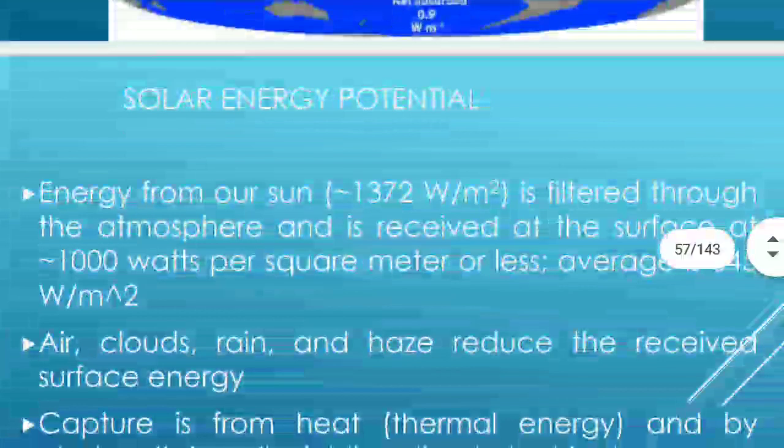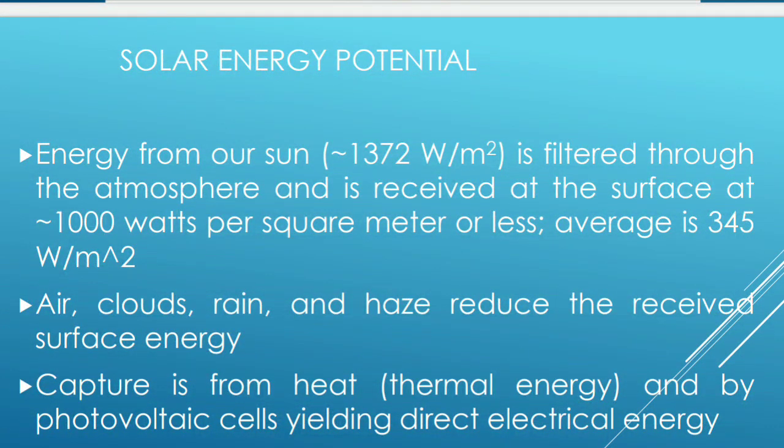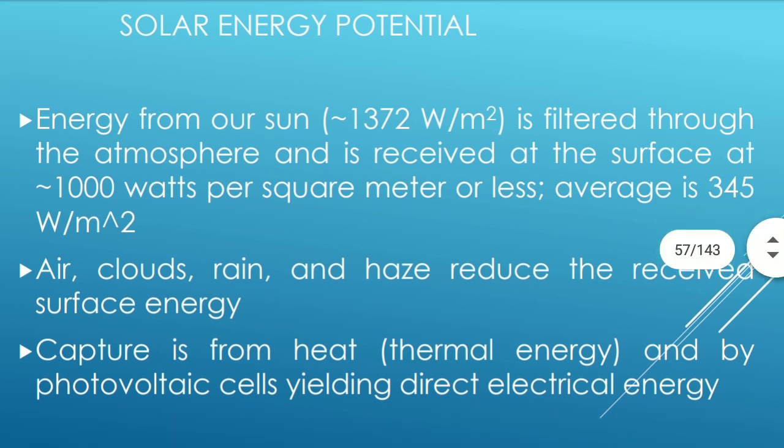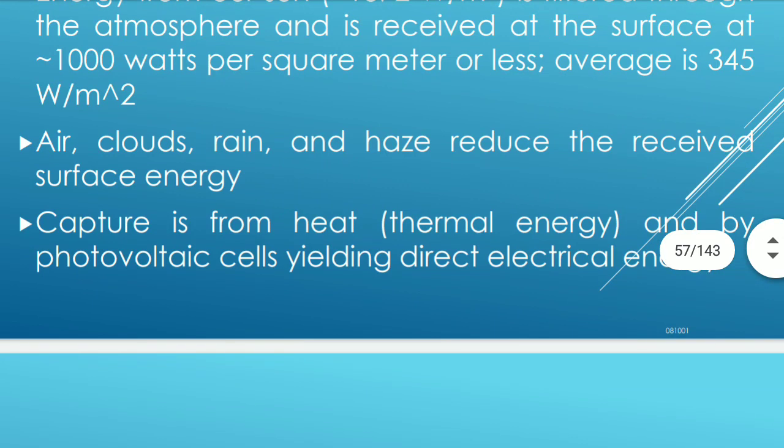Solar energy potential. Energy from our sun, 1372 watts per square meter, is filtered through the atmosphere and is received at the surface at 1000 watts per square meter or less. The average is 345 watts per square meter. Air, cloud, and rain reduce the received surface energy. It is captured as heat, thermal energy, and by photovoltaic cells yielding direct electrical energy.